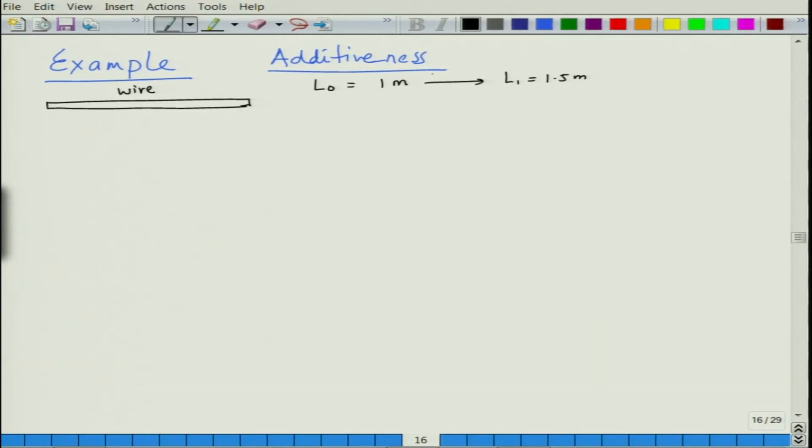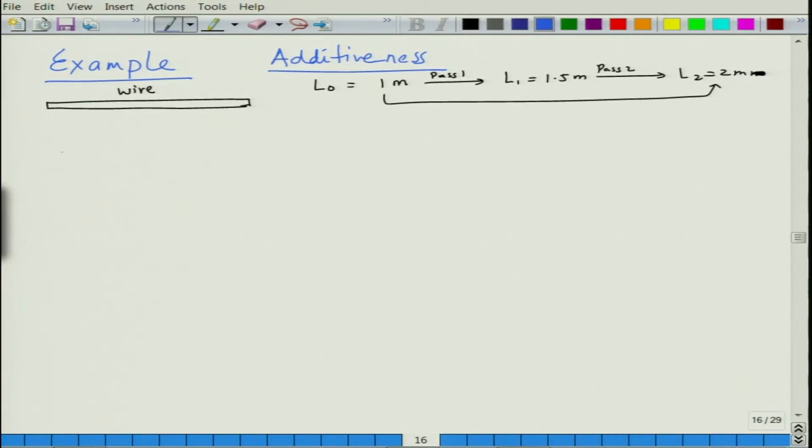So, this is pass 1, it goes through pass 2 to L2 is equal to 2 meters. So, we can see that there is a net change from 1 to 2 meters in 2 passes. Okay. So, let us calculate the strain at every step and the overall strain and compare the two.